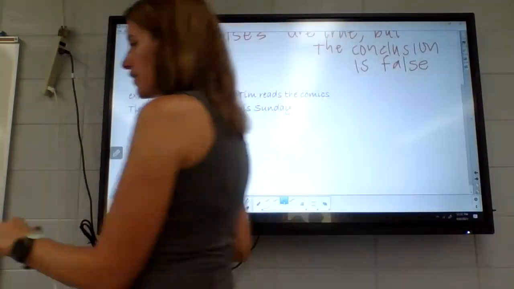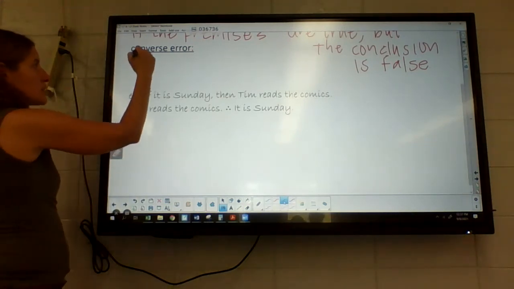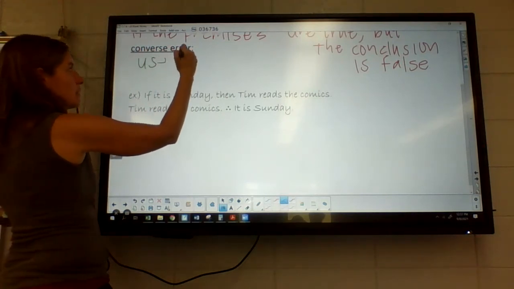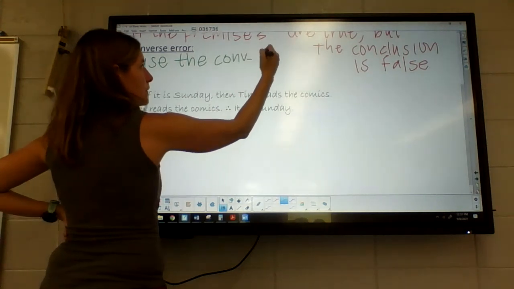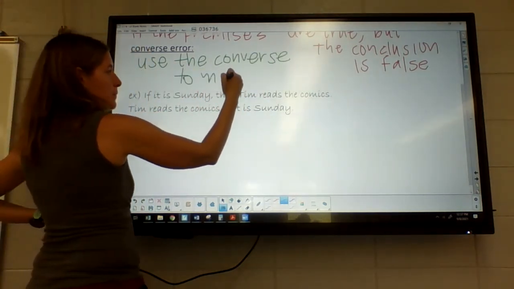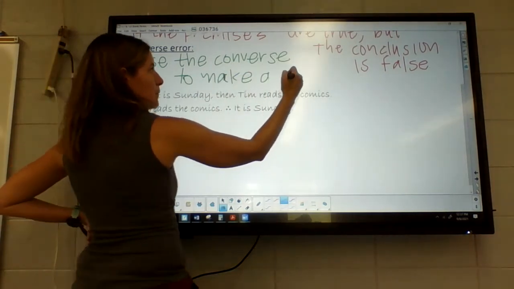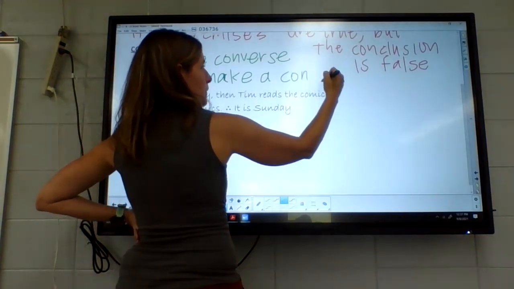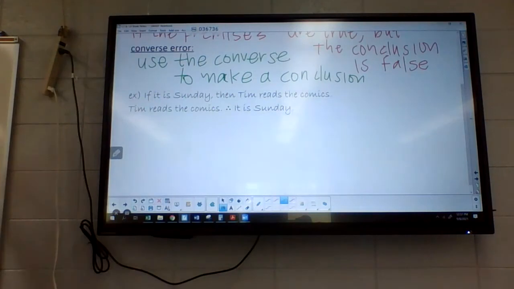So the converse error is basically when you confuse an if-then statement with its converse. So you use the converse, that's our Natalie example, to make a conclusion. I'll show you guys what I mean with this one. Maybe this will be better. I have to see things.